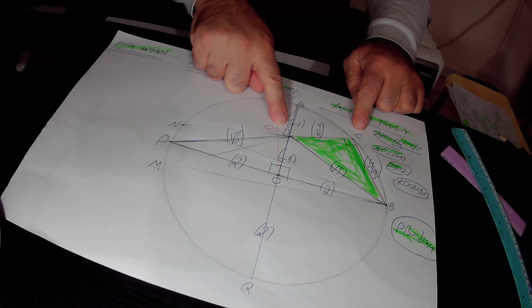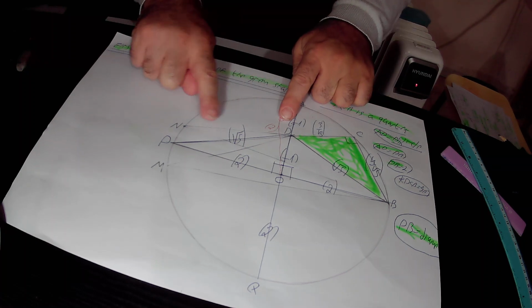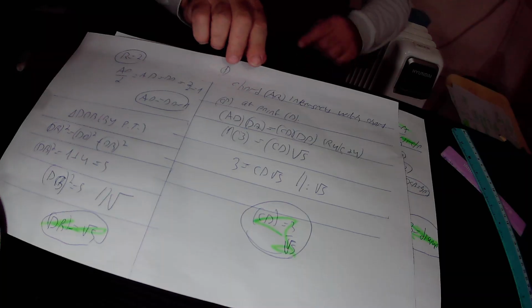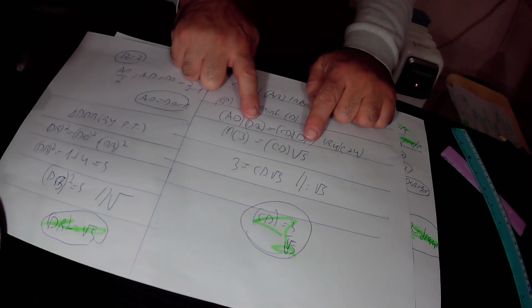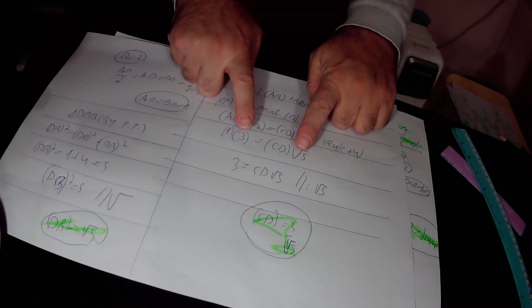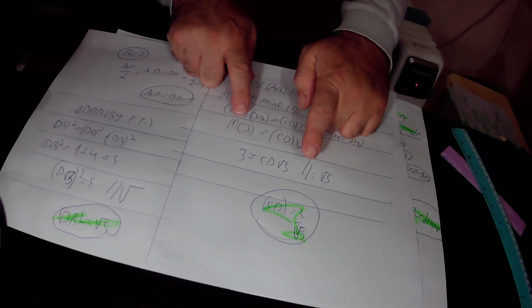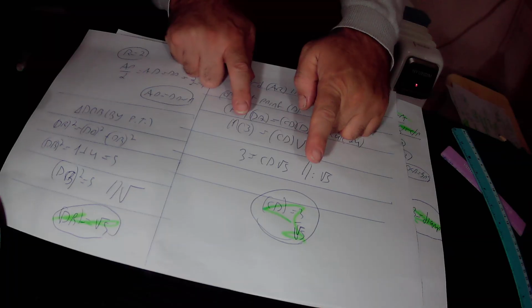CD is the missing side, so we leave it as it is, times DP. DP is equal to square root of 5. So in total, we found out that 1 times 3 equals CD times square root of 5. 1 times 3 is 3, so 3 equals CD times square root of 5. Here we divided this equation by square root of 5 and found out that the missing side CD is equal to 3 over square root of 5 units.